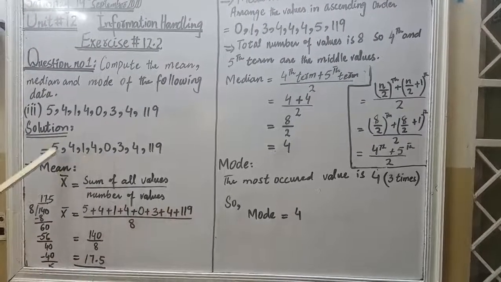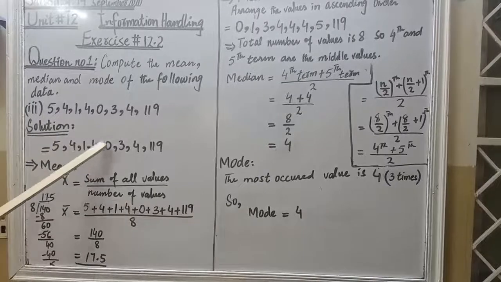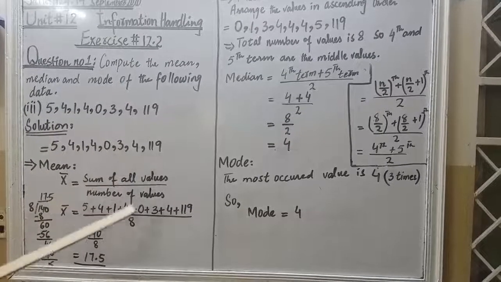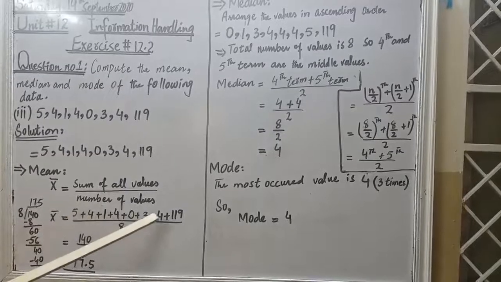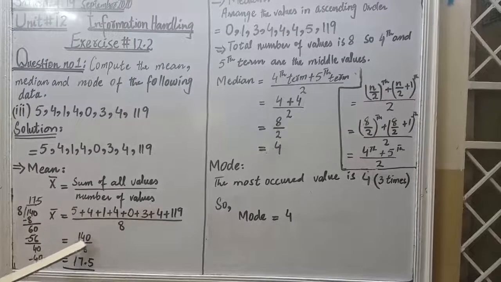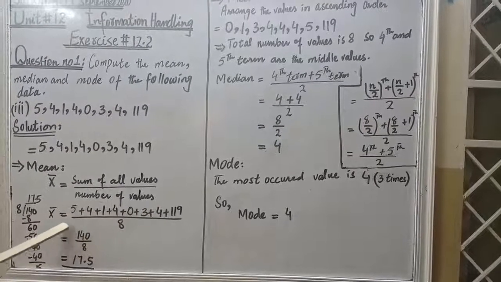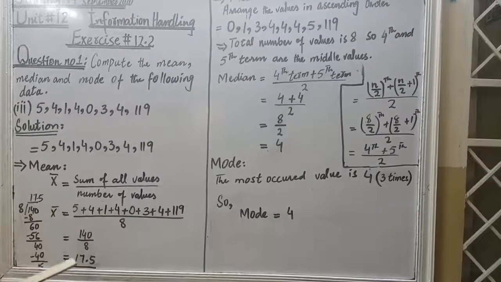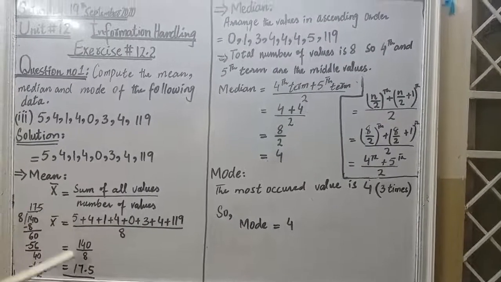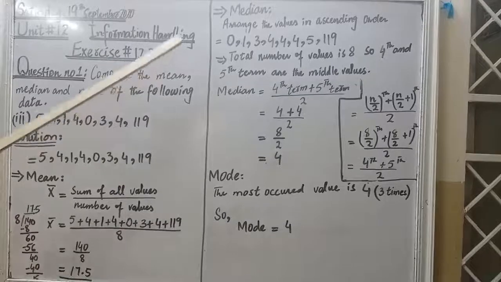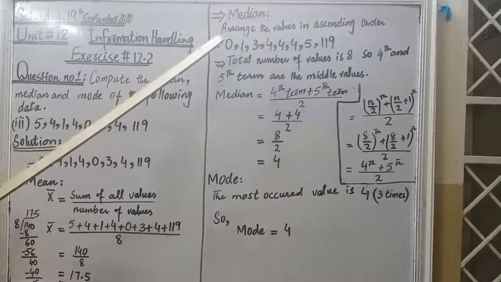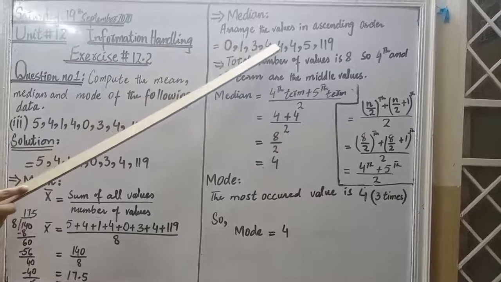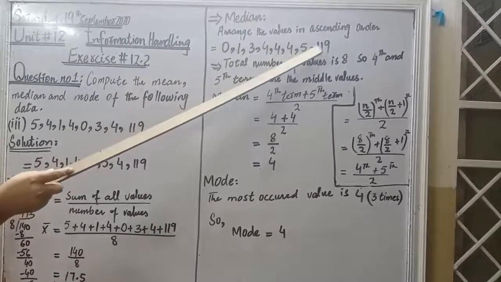Our number of values is equal to 1, 2, 3, 4, 5, 6, 7, 8. So the number of values is 8. When we add these numbers we get 140 divided by 8. When we divide 140 by 8, our answer is 17.5. So the mean is 17.5. Now the median: arrange the values in ascending order first. So 0, 1, 3, 4, 4, 4, 5, 119.